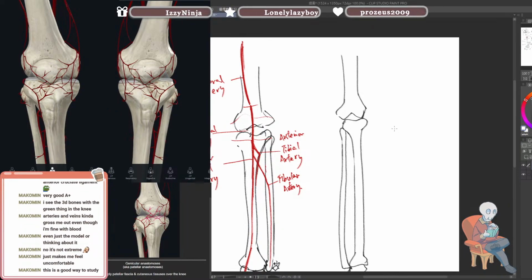What's happening? Red. Oh, there you go. So, mine will be the femoral artery. Oops, can't see it. And then, let's see. Hope I just hide the answer from myself.